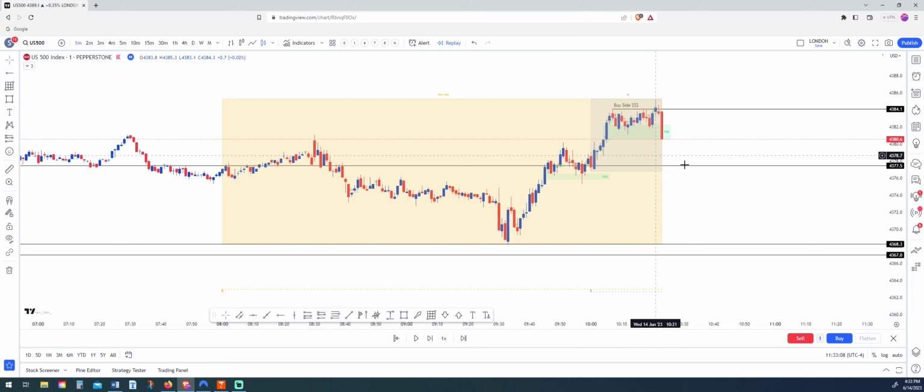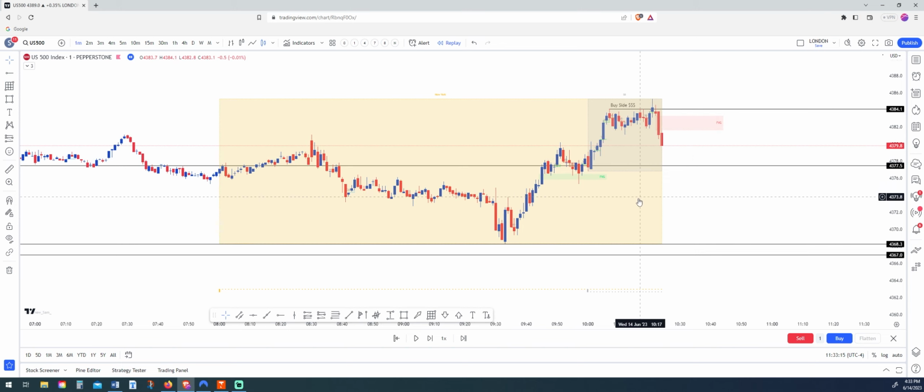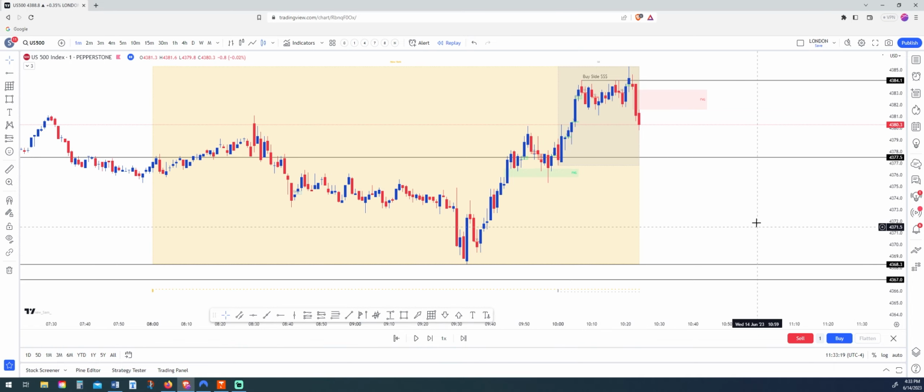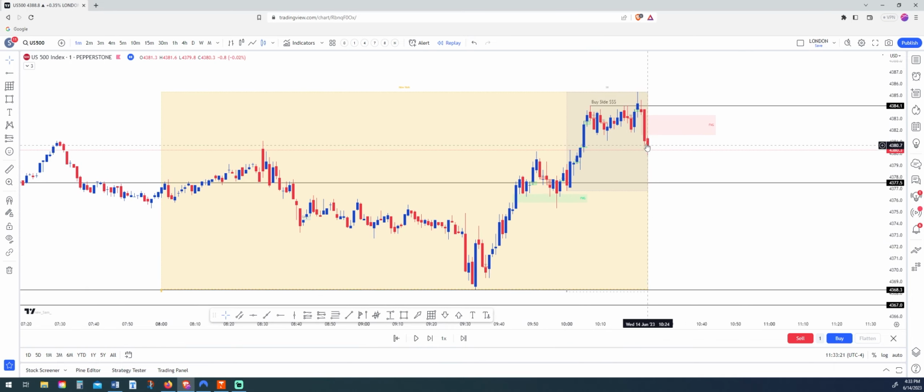Let's remove that. See if we can get a break of structure down. So this is a nice break of structure down. So we've broken this swing low now. So we have our break of structure. See if we get some displacement. And we do. We've left a fair value gap. So this is a nice clean entry.